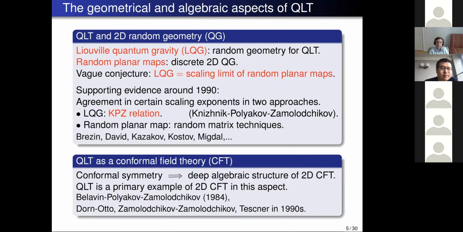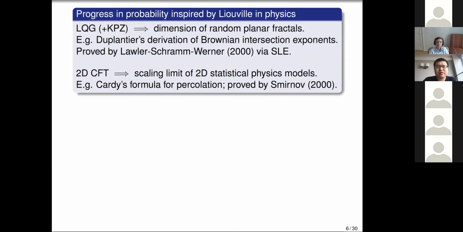And in the other direction, in order to solve the correlation functions of the quantum Liouville theory, Polyakov and Zamolodchikov realized that conformal symmetry in 2 dimensions implies a very deep algebraic structure in general for CFT. And moreover, the quantum Liouville theory is a primary example of a 2-dimensional CFT in this aspect. So although the research back in the 1980s about quantum Liouville theory remains vague in mathematics, it does lead to very remarkable progress in probability.